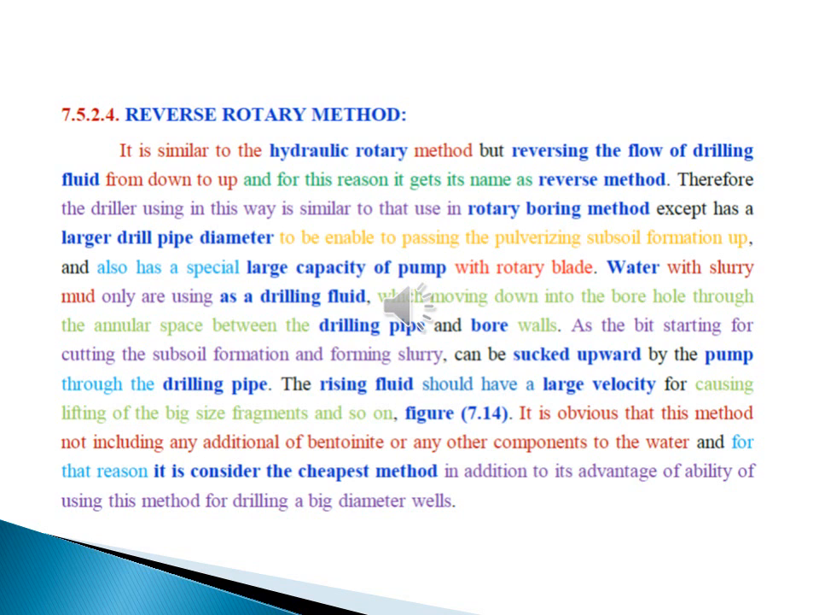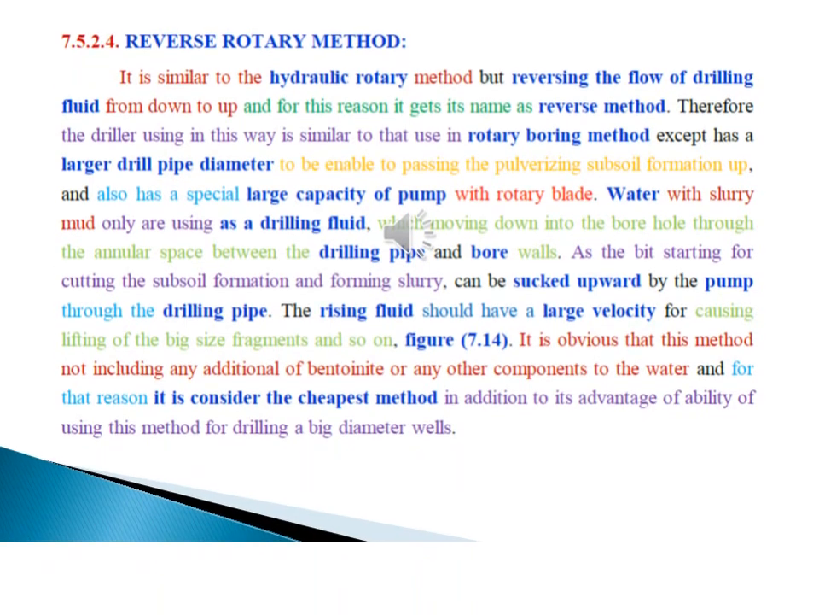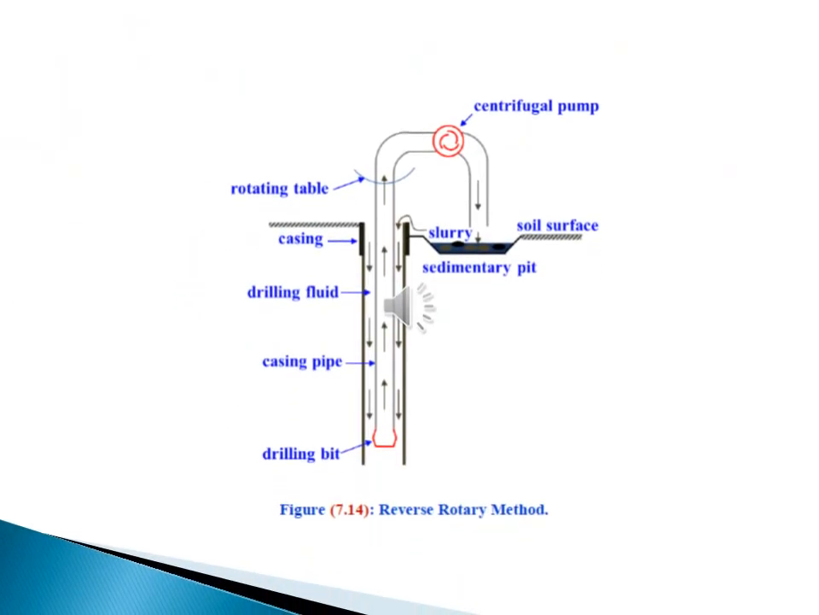Water with slurry mud only is used as a drilling fluid, which moves down into the bore hole through the annular space between the drilling pipe and bore wall. The rising fluid should have a large velocity to cause lifting of the big size fragments and so on, as shown in the illustrated figure. Figure showing and explaining the reverse rotary method.